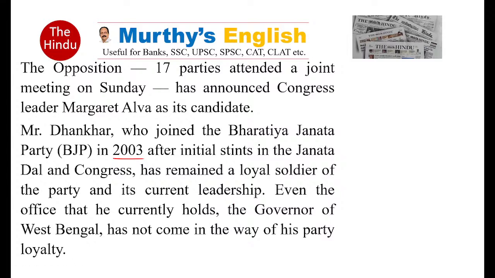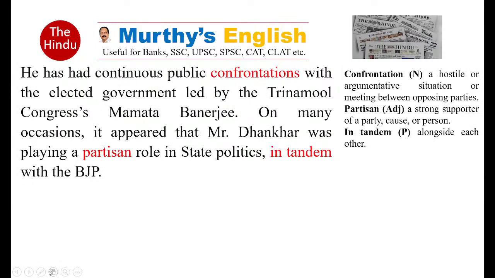Even the office that he currently holds, the governor of West Bengal, hasn't come in the way of his party loyalty. There are two sentences. One sentence talks about his loyalty towards the BJP and the current leadership. Then, right now, he is the governor of West Bengal. It says even the office that he currently holds, the governor of West Bengal, hasn't come in the way of his party loyalty. That means he must have gone a little out of the way, as a loyal party worker, and must have done certain things questioned by the public.